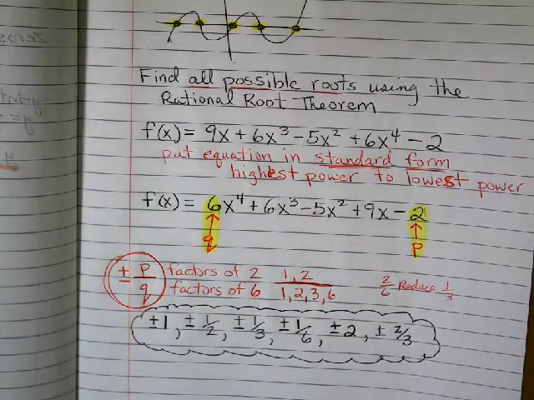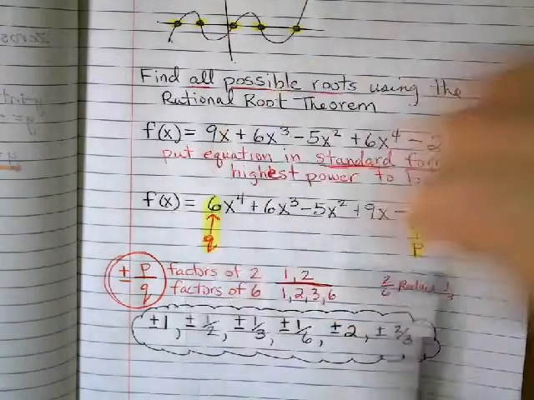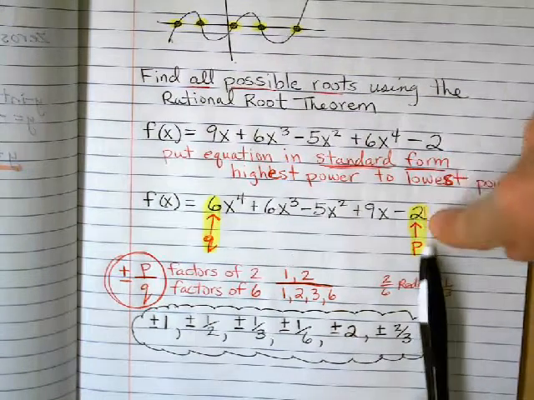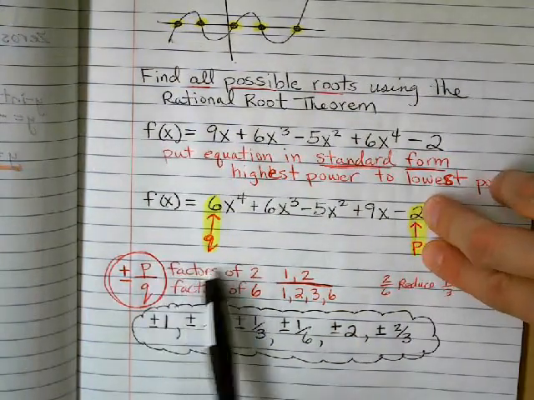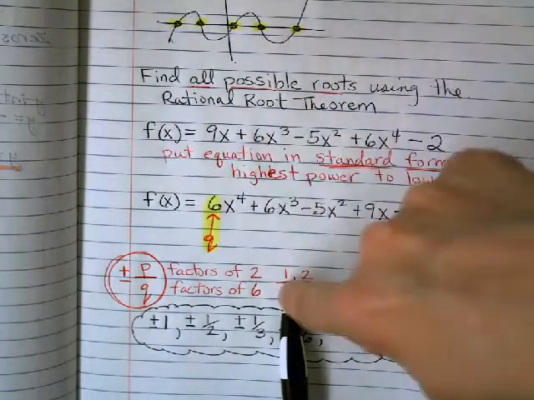So what do you think? It's not too bad. What some people do wrong is they mix up which number is supposed to be on the top of the fraction. It has to be the factors of the last number over the factors of the first number in the problem. Sometimes people switch that around.